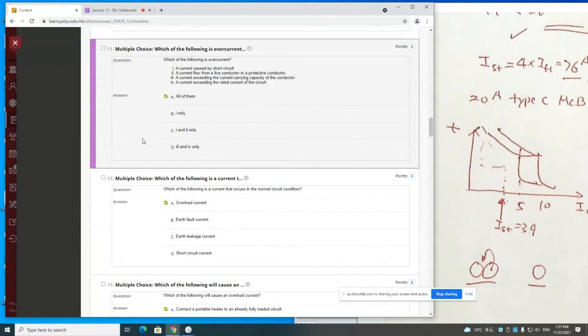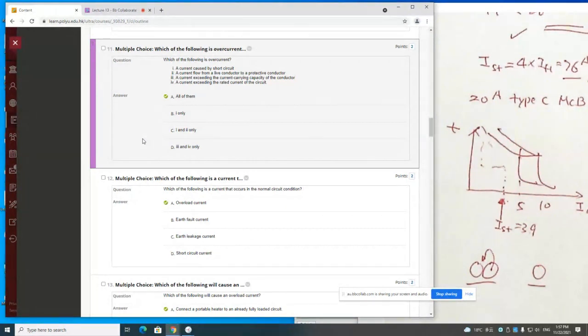Number 11, which of the following is overcurrent? The answer is all of them. The current caused by a short circuit is certainly overcurrent. A current flowing from a live conductor to the protective conductor is considered a short circuit earth fault current, and it is a fault current again.